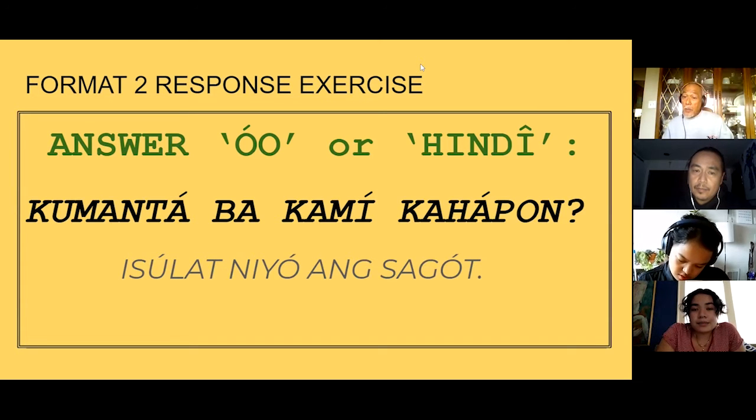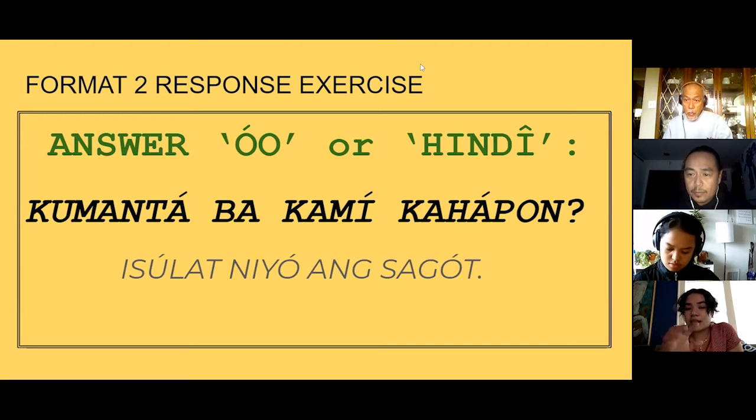Kumanta ba kami kahapon, Sophie? If I'm answering for you, would it make sense if I said yes, you did? Yes. Oo. Okay. And then the action. Are we doing format 2 or format 1? Yes, format 2. Oh, I see. Yes, format 2. So you start with the pronoun. Oo, kayo ay kumanta kahapon. Excellent. Yes, that's it. Oo, kayo ay kumanta.